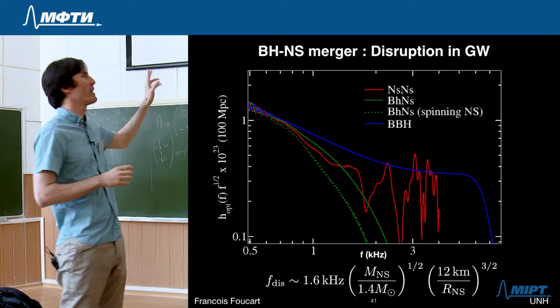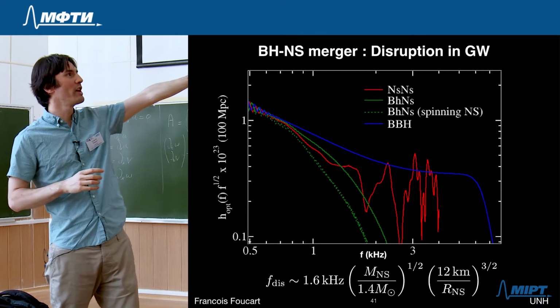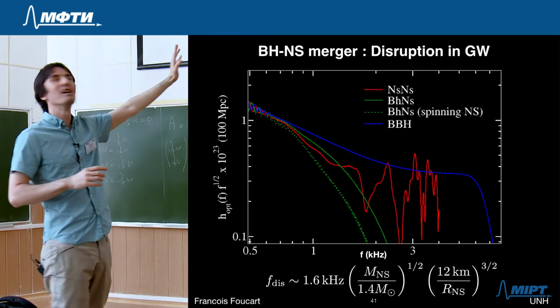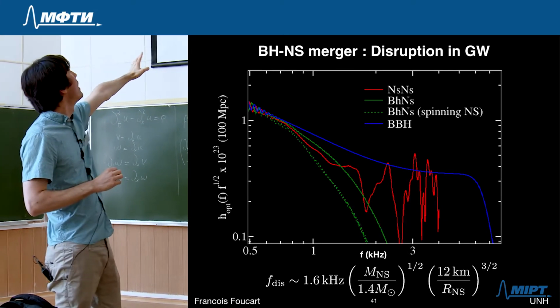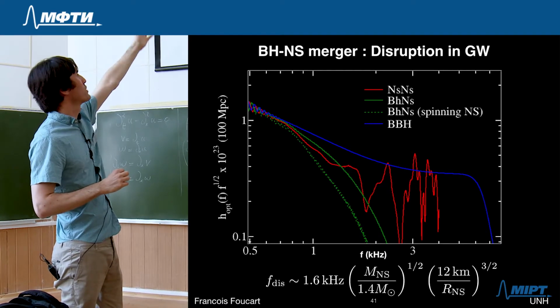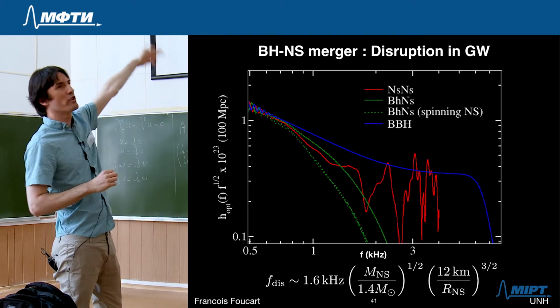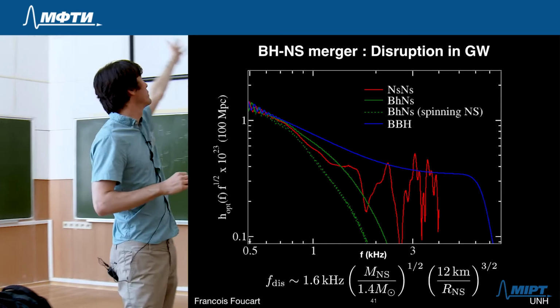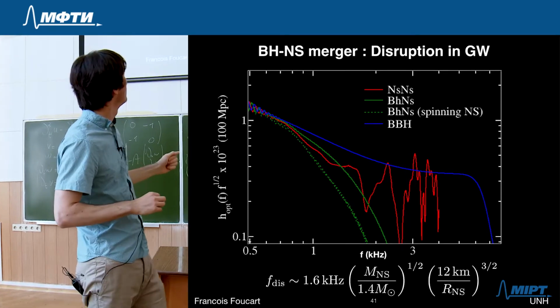And it's a little bit better than for neutron star mergers, for which the post-merger signal is probably more like 3 to 4 kilohertz. And that also depends on the spin of the neutron star. You can see a spinning neutron star actually disrupts more easily, and so it cuts off at a lower frequency.